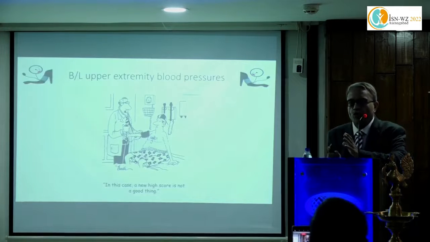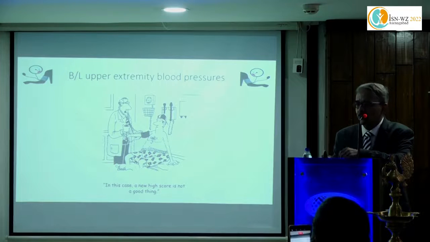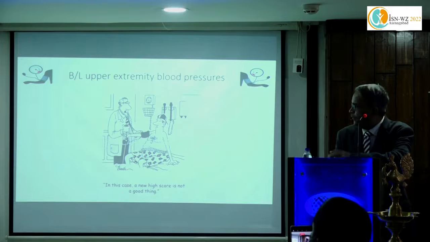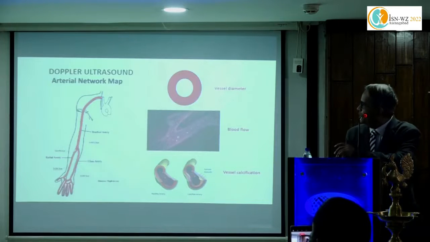Check blood pressure on both arms. A difference between the two arms in systolic pressure of more than 20 millimeters of mercury indicates that the person has some arterial disease. So this is a very crucial thing: a 20 millimeter of mercury difference. And then color Doppler of the arterial system.